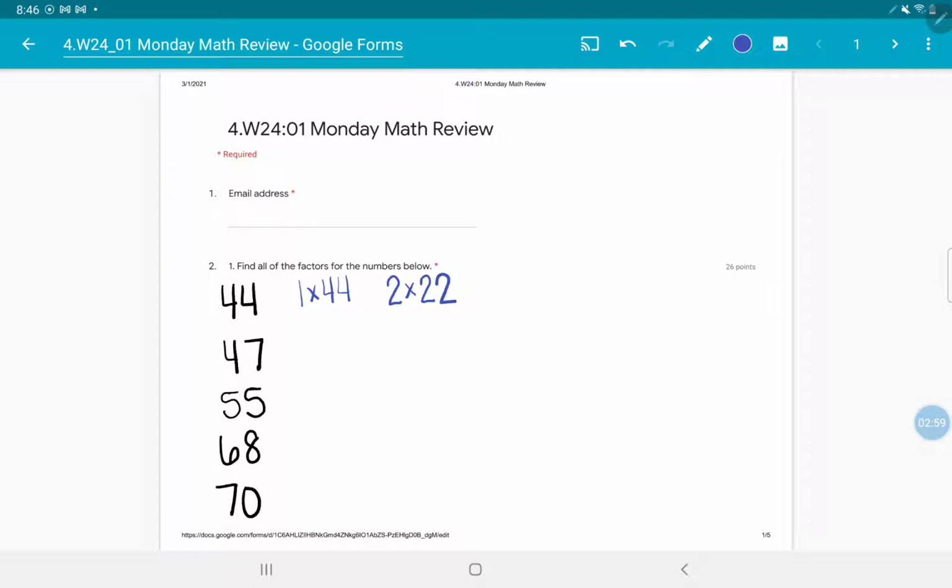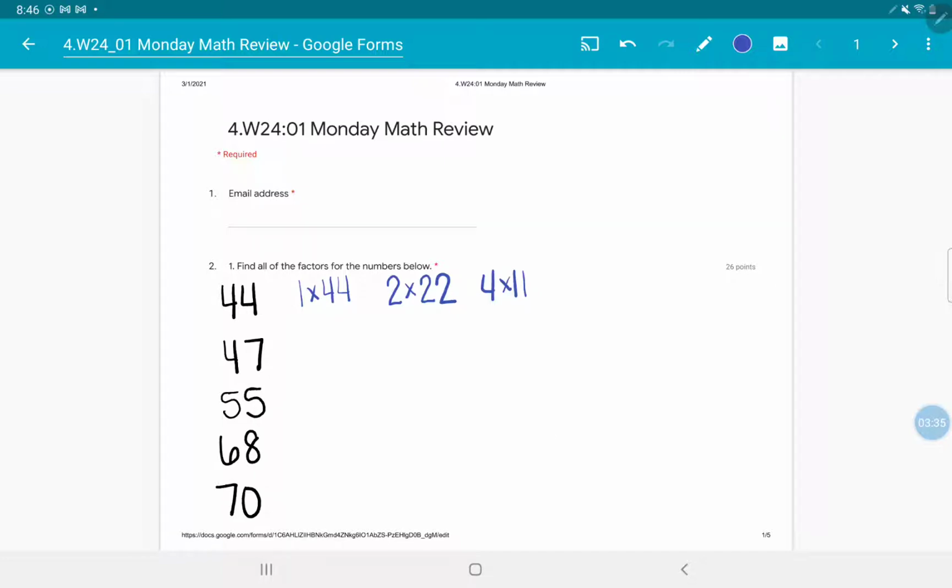Okay. Is 3 going to be a factor? No. How do we know that 3 is not a factor? I can't do 3 times anything to equal 44. If I count by 3s, I could get to 42 and then 45, but not 44. How about 4? Is 4 going to be a factor, Amy? 4 times what? 11. 4 times 11. So I need to check 4 and 11.